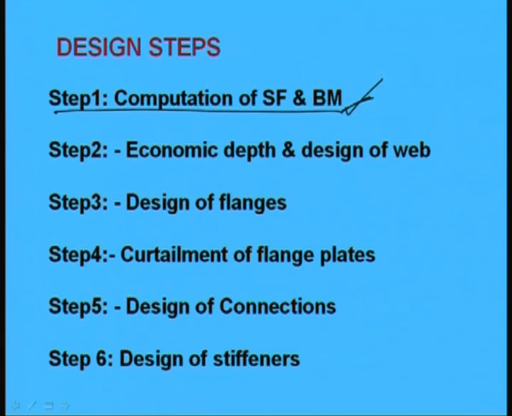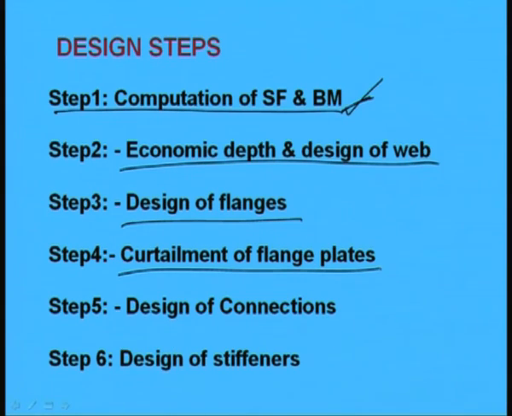In fact, in case of a bridge, the plate girder is used for the moving load. So, in that case again we have to see at what position the maximum bending moment will develop at a particular section, and in that way we have to find out the worst condition and then design accordingly, right. So, first we will find out the shear force and bending moment, then economic depth and design of web, then design of flanges, then curtailment of flange plates, then design of connections, and then finally design of stiffeners. If we need to provide stiffeners, then we will provide them also. So, these are the broadly 6 steps we have to follow, right.